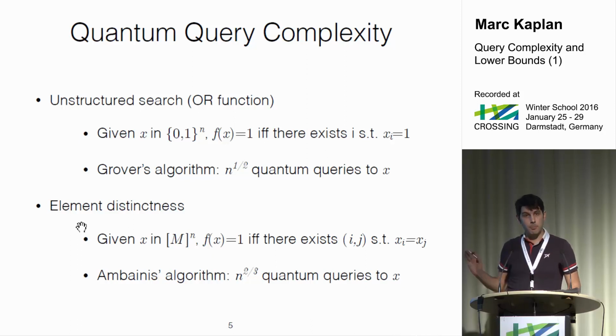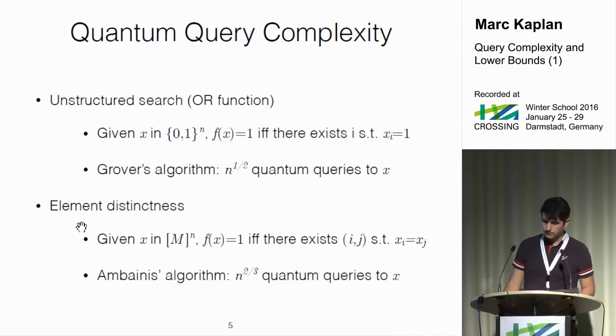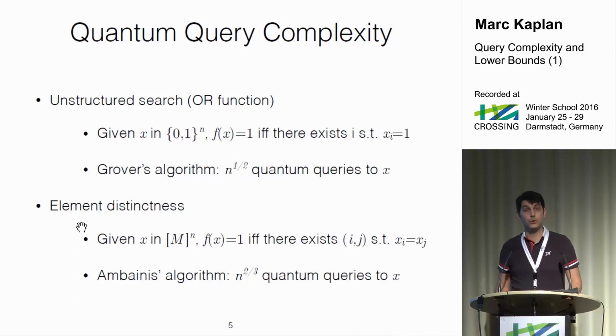Another interesting and important problem in this model is the element distinctness problem, in which you have a list of numbers, with the promise that either they are all different, or there is exactly one pair with the same value. Right? And the goal is to distinguish between these two situations. Right, and Ambainis has introduced an algorithm. So Stacy showed you the other day an algorithm making n to the 3/4 queries, I think. And there exists an algorithm that makes n to the 2/3 queries.